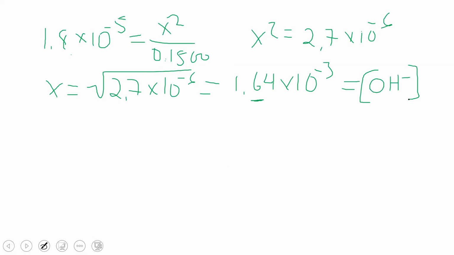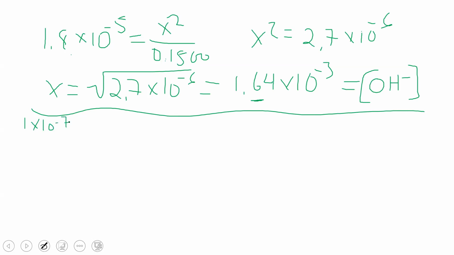Okay. And then from there, before we actually go calculate, we want to check our assumptions. And so to check, actually, we'll do the autoionization of water first. So 1 times 10 to the minus 7 molar from the autoionization of water divided by 1.64 times 10 to the minus 3 times 100% is equal to 6.1 times 10 to the minus 3%. Right? And so that checks out.